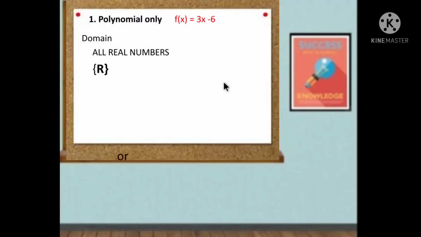Okay? Now, pwede mo siyang isulat. Ito yung notation. The notation is open parenthesis, negative infinity, comma, positive infinity, close parenthesis. Okay? In short, pwede mo lang sabihin na real numbers. Okay? So, again, pag nakakita ka ng polynomial, walang denominator, walang square root, ito lang ang sagot. Palagi. That is forever. Okay.